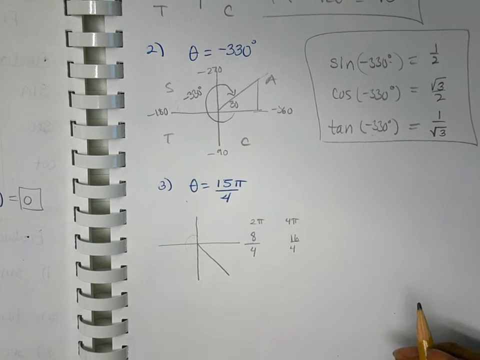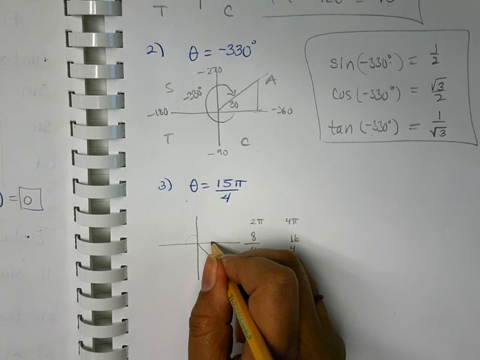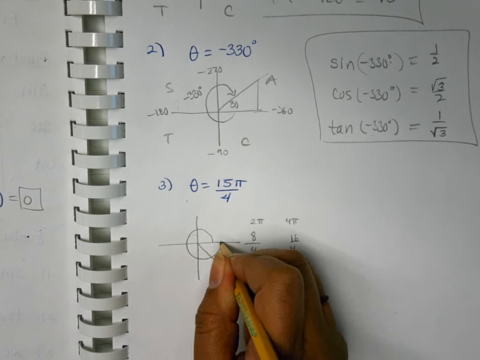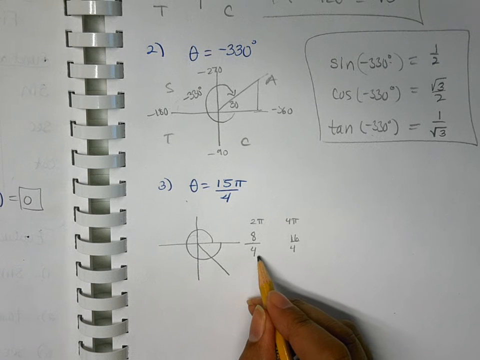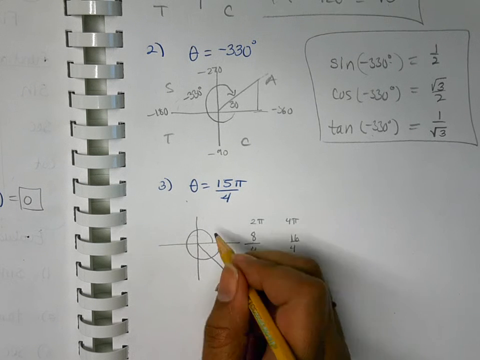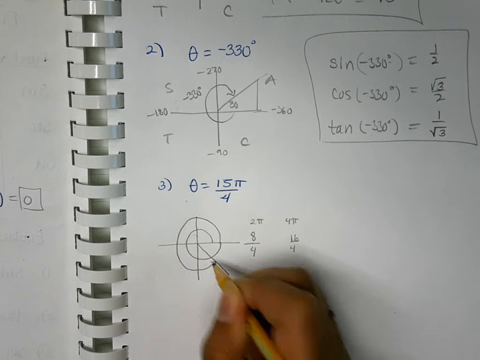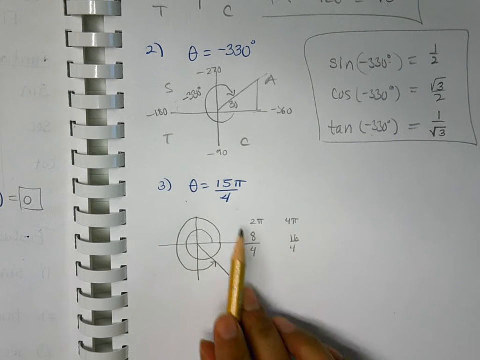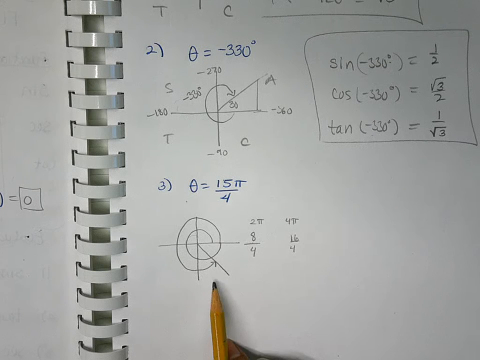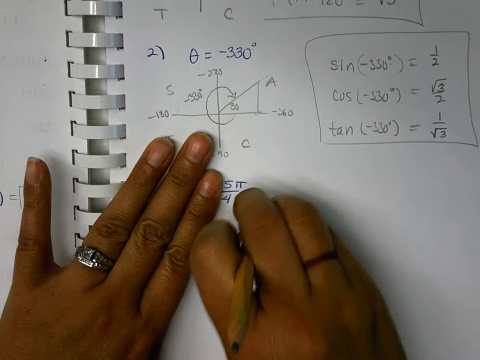And we are going to put the arrows. So here is all the way around one time for the 8 pi over 4 or 2 pi, and then going around again and stopping right here, and that is the 15 pi over 4. Can you explain that again?